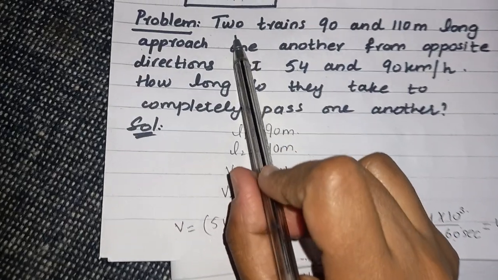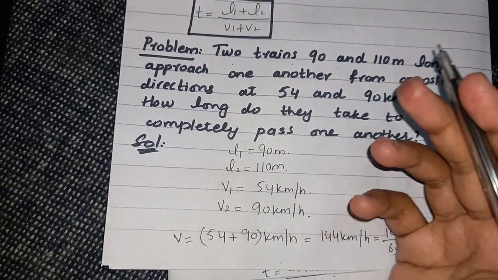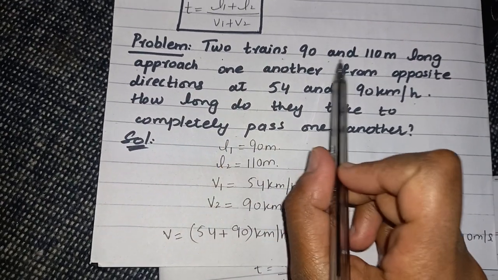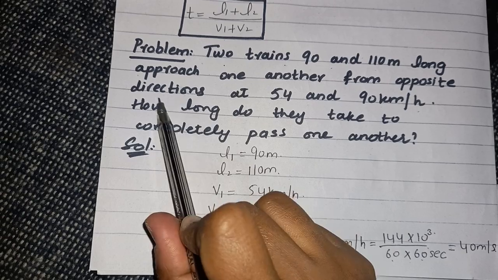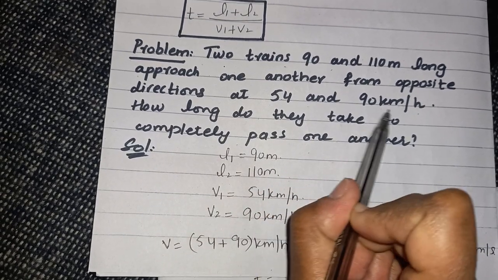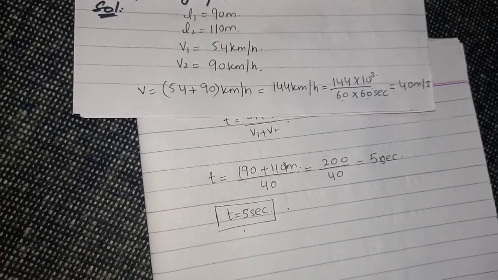So we can reiterate our question as: two trains 90 and 110 meters long approach one another from opposite directions at 54 and 90 km per hour; they pass each other in 5 seconds. Okay, and this is your desired answer.